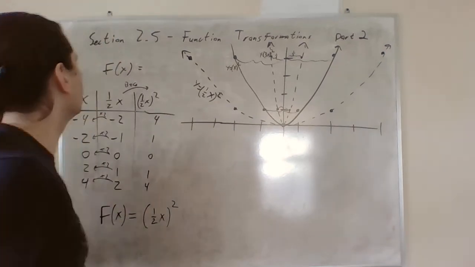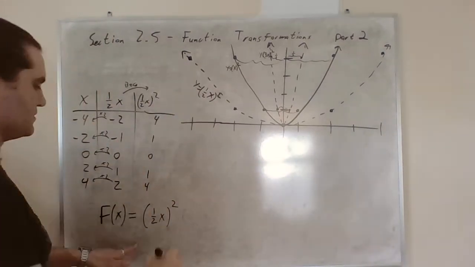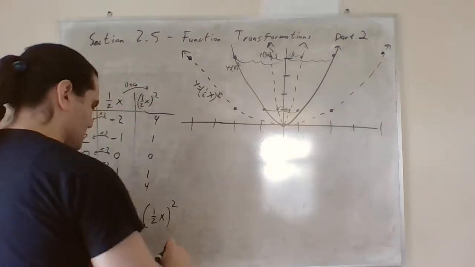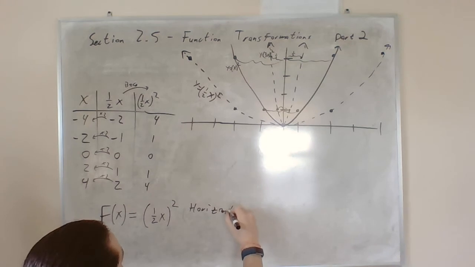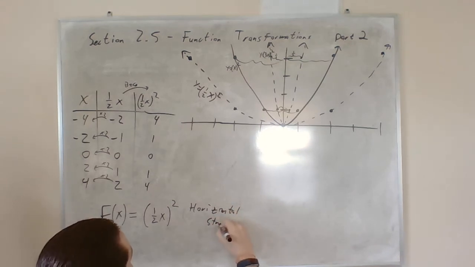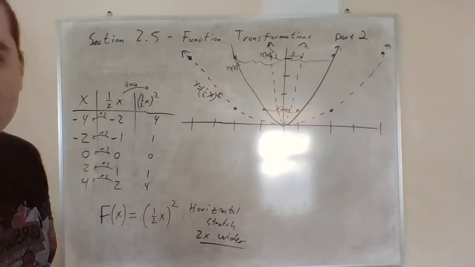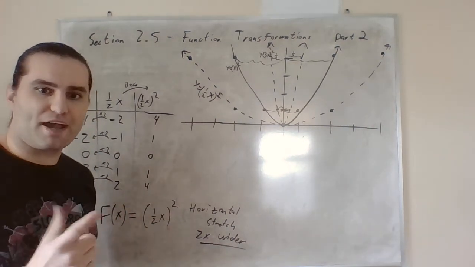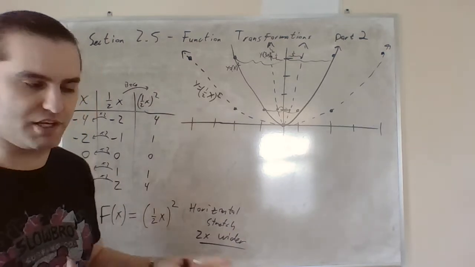This is gone. This is what I want to talk about. This is a horizontal stretch. This got 2 times wider. So we still have the same sort of backwards seeming behavior showing up when we do these horizontal transformations.